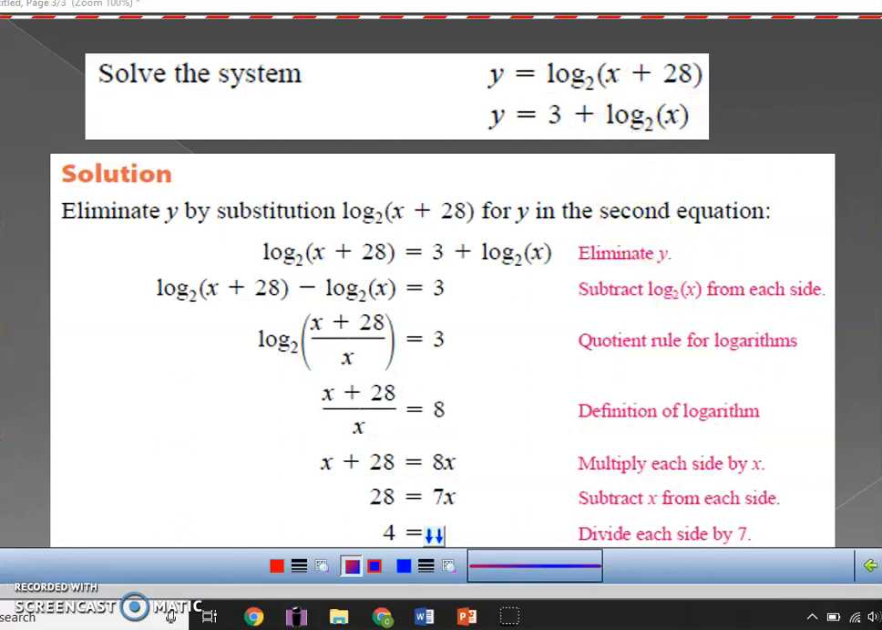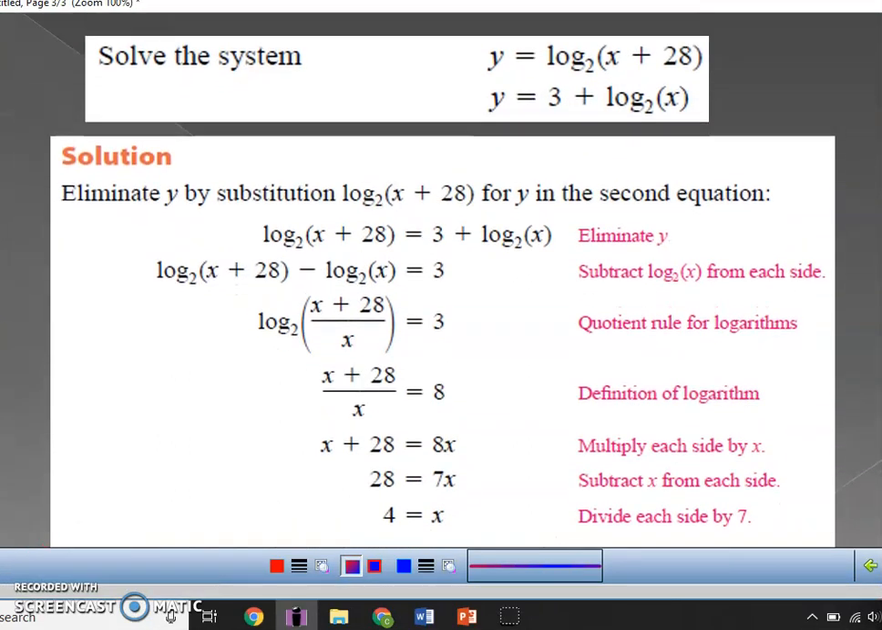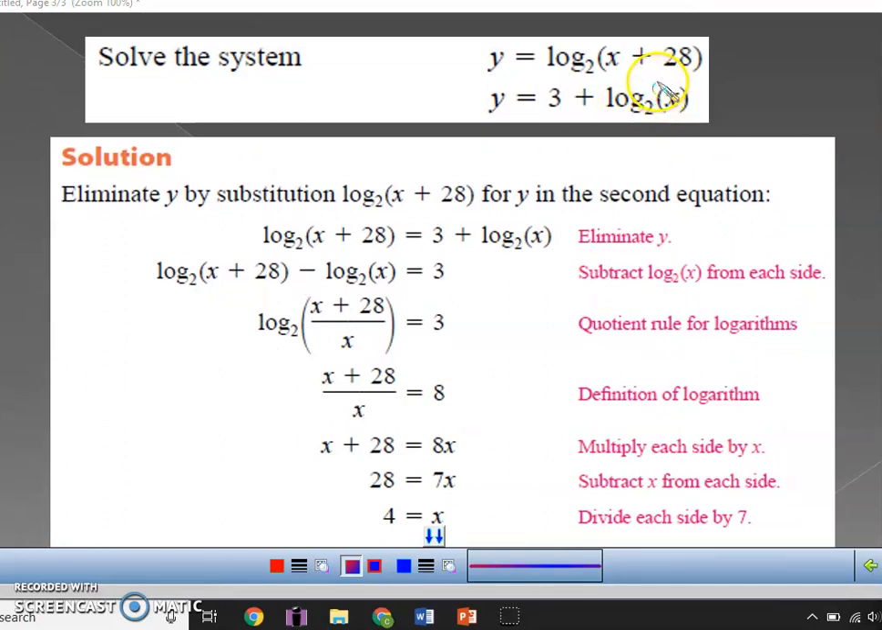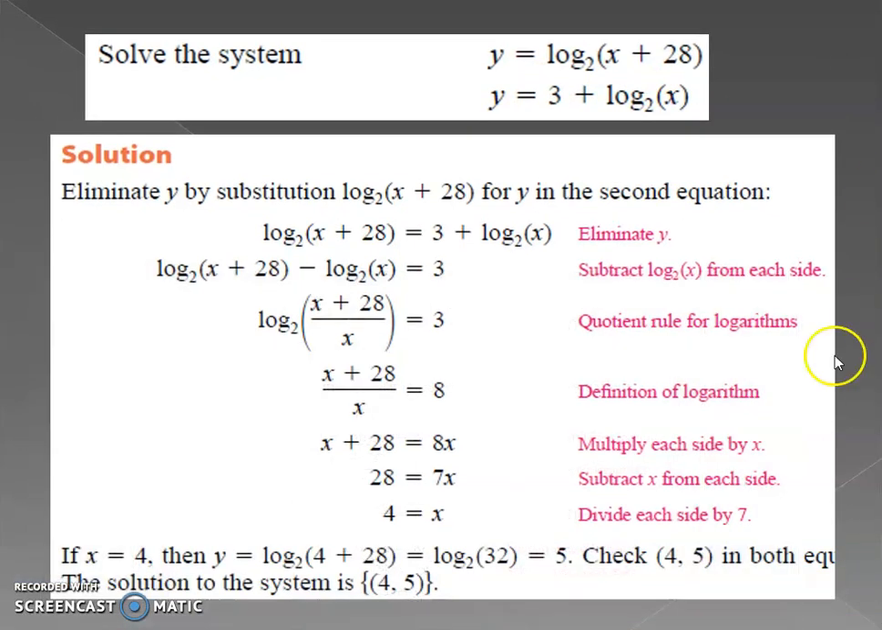And then when we go to plug that back in, that's actually a lot easier to work with. I should have realized that there was something wrong with that. So right here, if I plug in 4 now for my x, this is asking you 2 to what power gives you 4. That answer is 2. 2 plus 3 is 5. So our answer then is going to be (4, 5). And that'll do it for this PowerPoint.